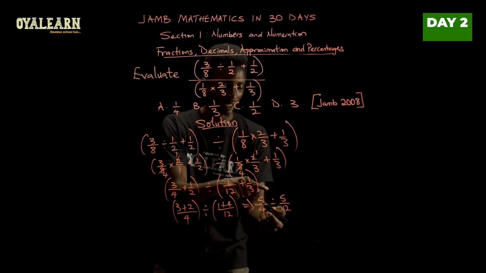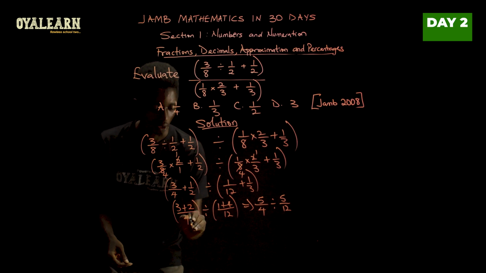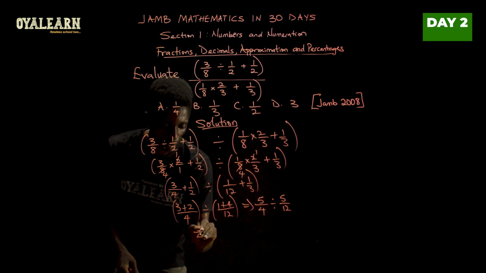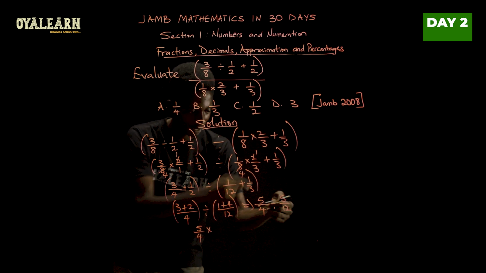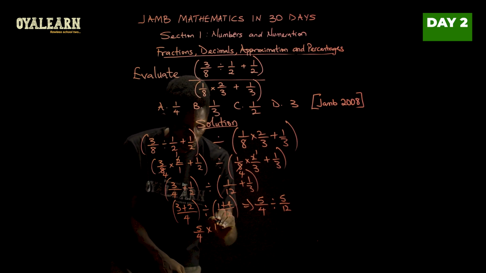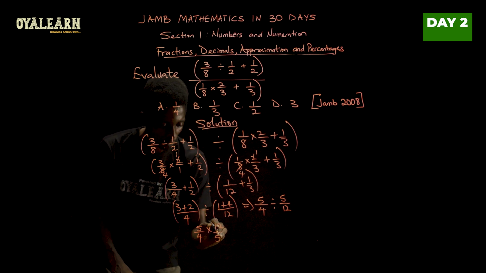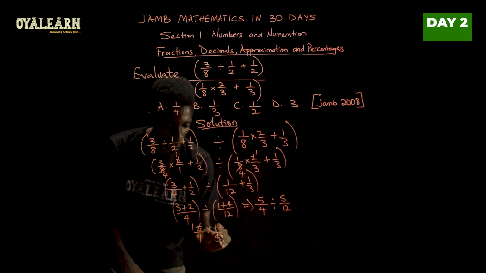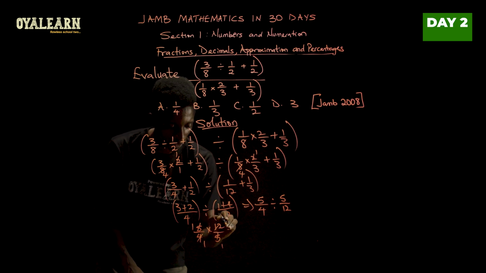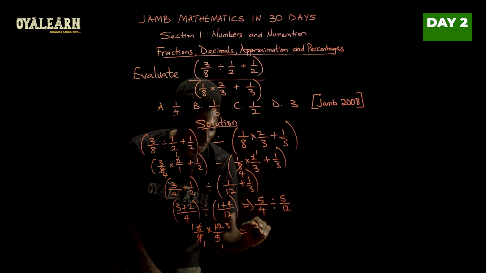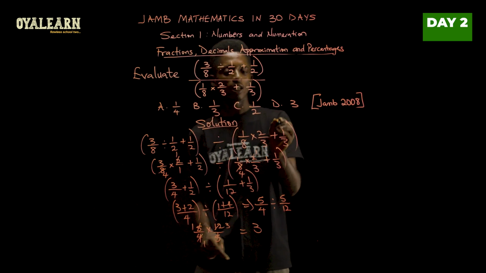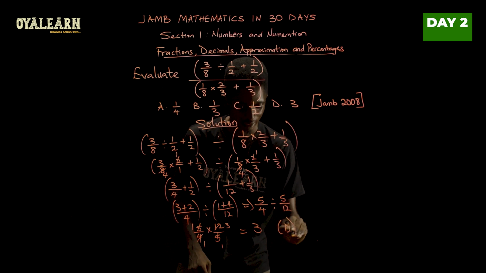And once again, we can change this division to multiplication. So we then have 5 over 4 multiplied now by, now we flip this fraction, and then we'll have 12 over 5. So 5 here 1, 5 here 1, 4 here 1, 4 here 3. So our final answer is 3. Therefore, the correct option is option D.